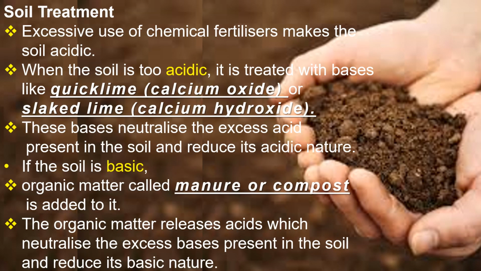When we take the case of soil treatment, excessive use of chemical fertilizers makes the soil acidic. When the soil is too acidic, it is treated with bases like quicklime, that is calcium oxide, or slaked lime, calcium hydroxide. These bases neutralize the excess acid present in the soil and reduce its acidic nature.